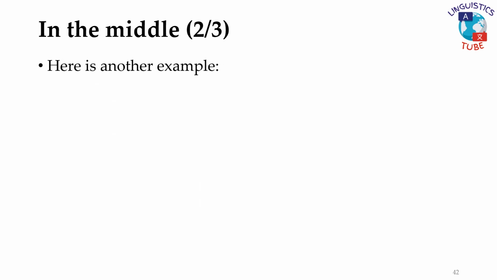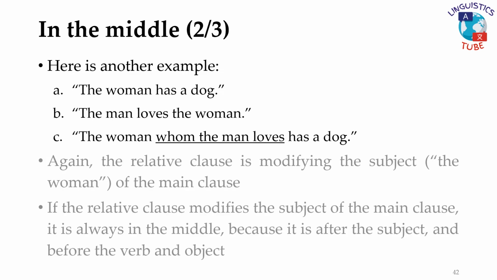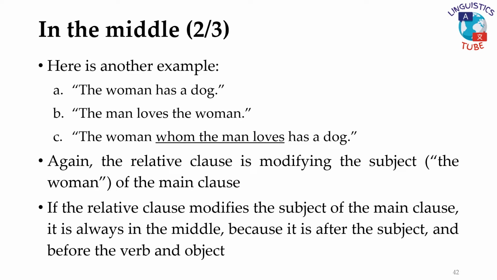Here is another example to demonstrate this relationship. The woman has a dog. The man loves the woman. We can combine these 2 sentences into a main clause and relative clause. The woman whom the man loves has a dog. Again, the relative clause is underlined. Like with the previous example, the relative clause is modifying the subject of the main clause, which is the woman.